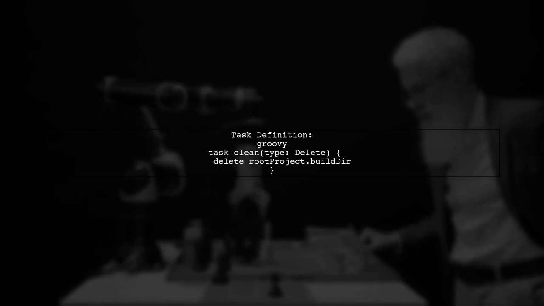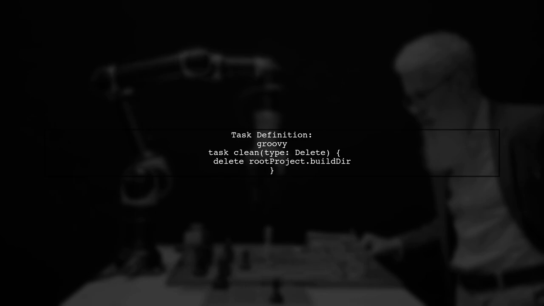Let's get started. The error message you're encountering indicates that declaring a custom clean task is not allowed when using standard Gradle lifecycle plugins. This is because Gradle already provides a default clean task. In your build.gradle file, you have a task defined as clean that deletes the build directory. When you remove this block, the error disappears because you're no longer trying to override the default clean task.